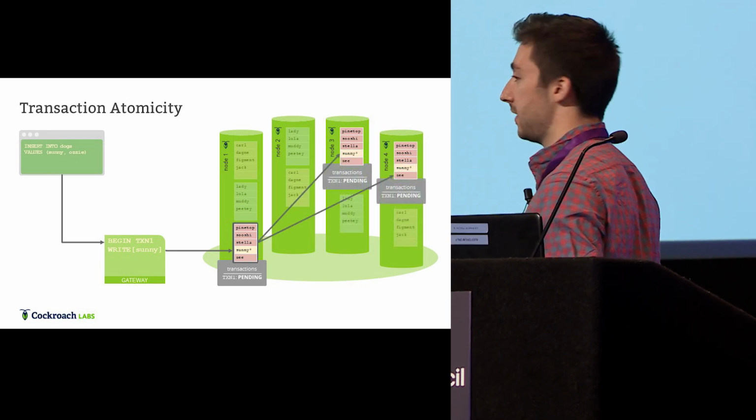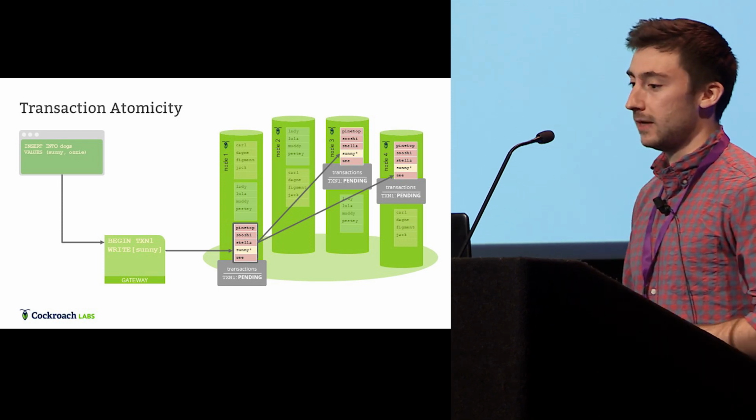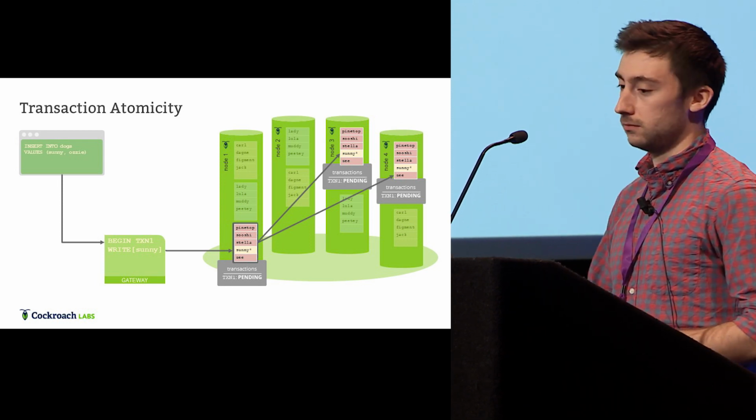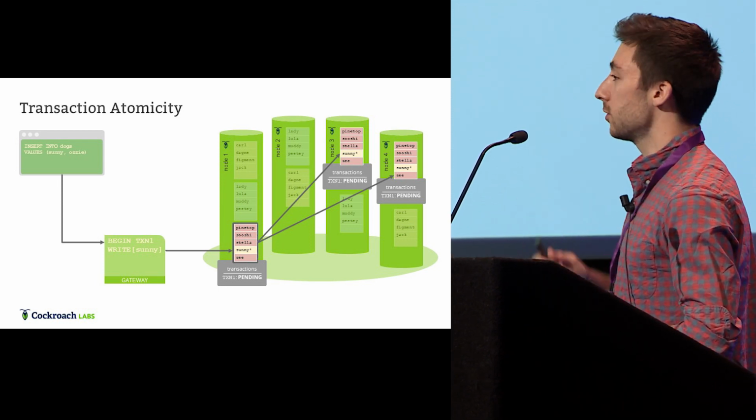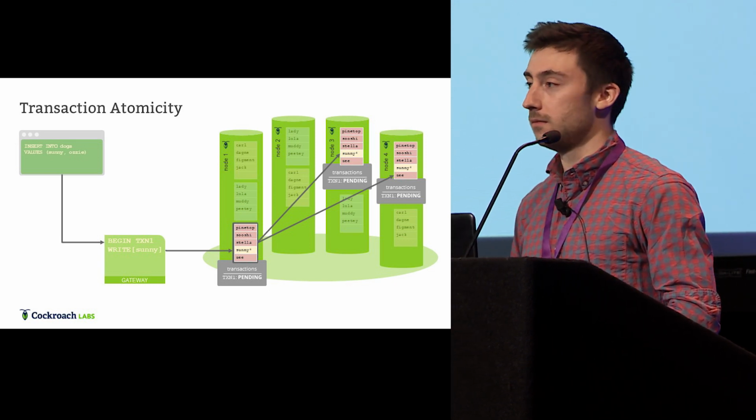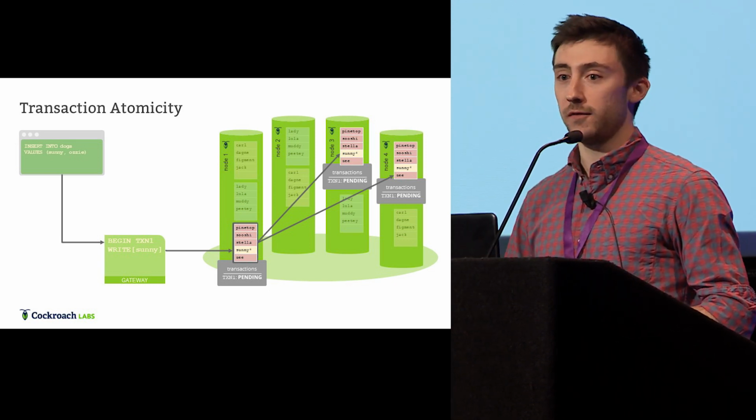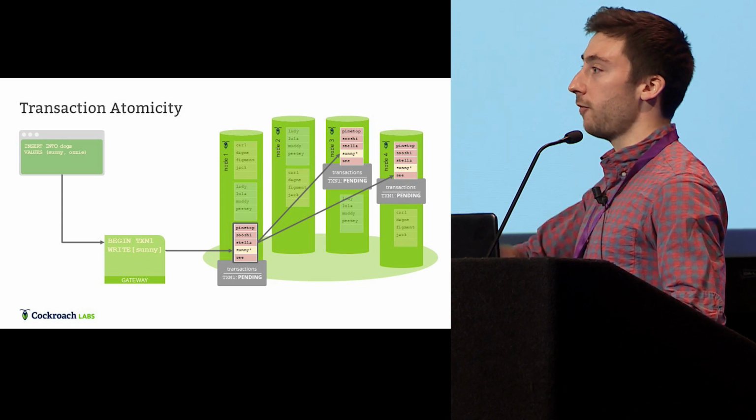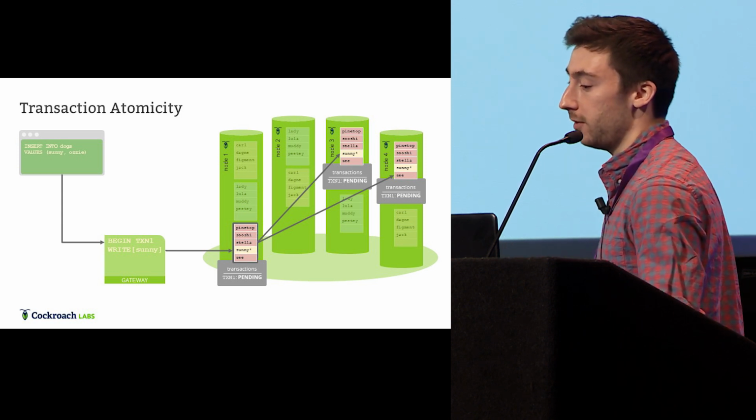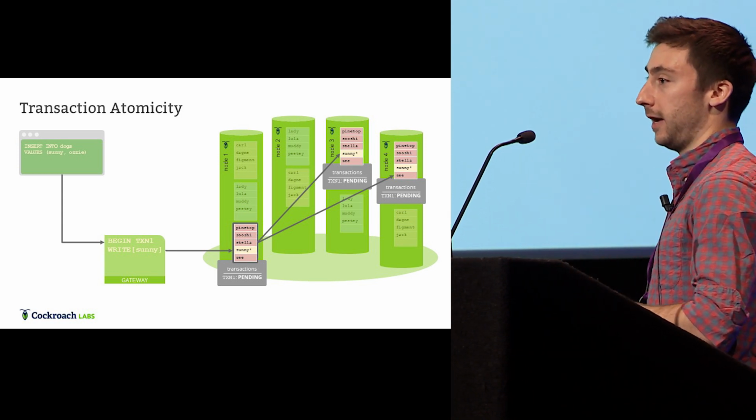So each write that a transaction performs while it's running is called a provisional intent. The intents are tagged with the transaction's ID, and if another transaction encounters one of these intents, it has to hop over to the transaction record to determine whether that intent should be visible or not.